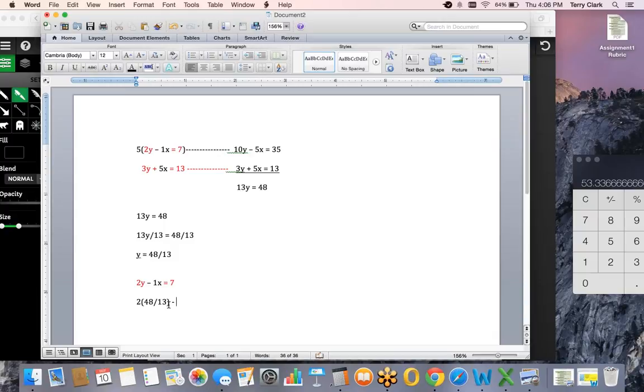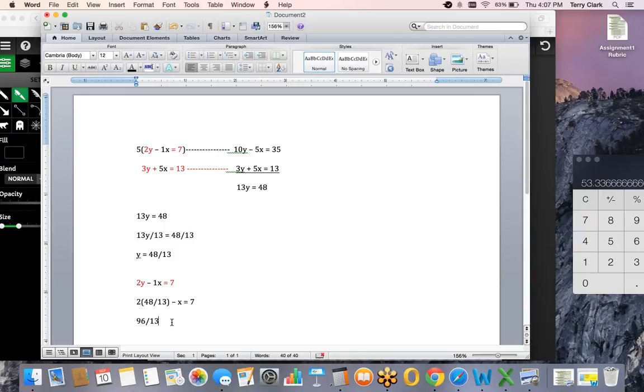minus 1x is really, well, I'm going to leave it at just x. It doesn't matter because negative 1 and just negative x like that mean the same thing, equals 7. Okay, and so now I just got to do the math. Well, 2 can be 2 over 1. So that's really going to be 98 over 13. And that's just basic rules for multiplying fractions. 2 times 48 is, it's not 98, it's 96.